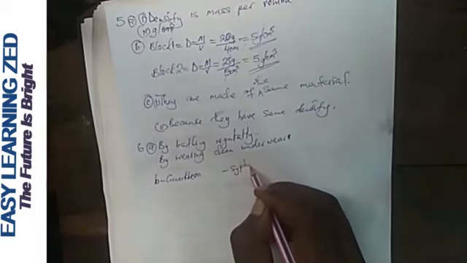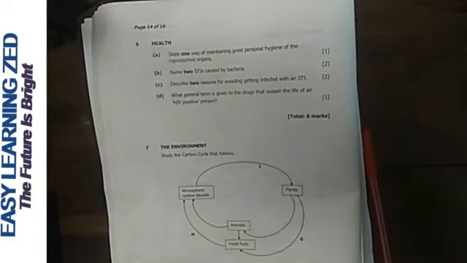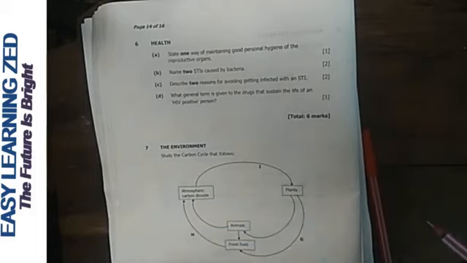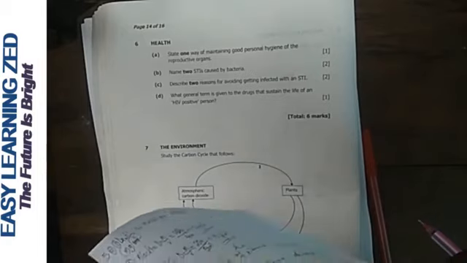So gonorrhea and syphilis, these are 2 STIs that are caused by bacteria. Okay, we go to question number 6C, which is describe 2 reasons for avoiding getting infected with an STI. 2 reasons why you avoid getting infected with an STI.